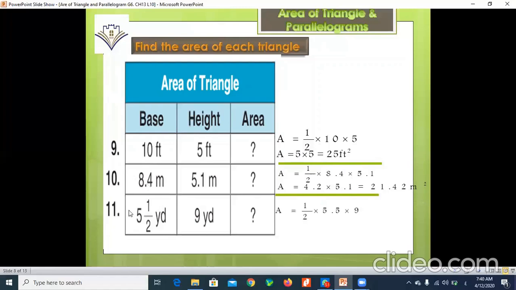Look at the third. Area equals half multiply 5.5 multiply 9. Then you can say half of 9 is 3. 3 multiply what? 3 multiply 5.5 equals 16.5 square yard.